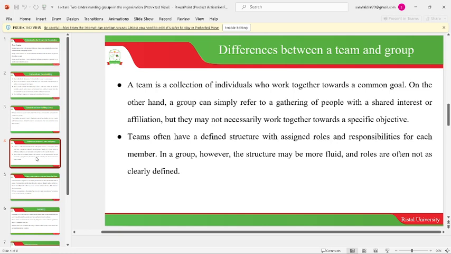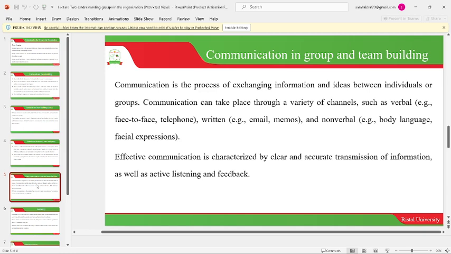So we have looked at the differences. Now let's look at communication in group and team building. Communication is the process of exchanging information and ideas between individuals or groups.